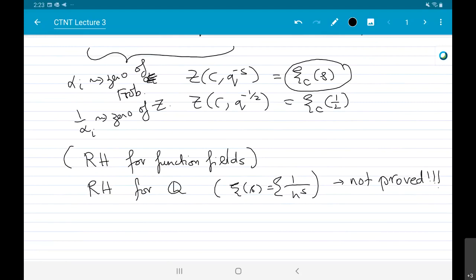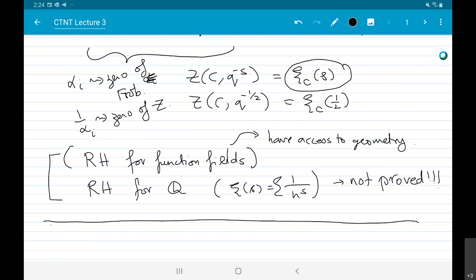And the reason for that is that the function fields version gives us access to algebraic geometry. So you can use geometric objects. Here you're using the fact that these are curves or varieties, and so you have access to geometry. So this is an example of one of those classical theorems that's been proven for the function field case, but not for the number field case. So not claiming to have proved the Riemann hypothesis. That'd be cool though.